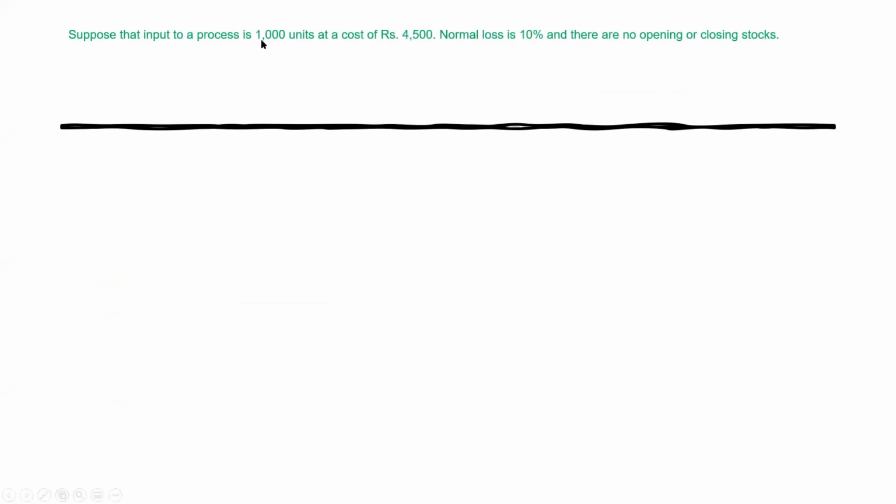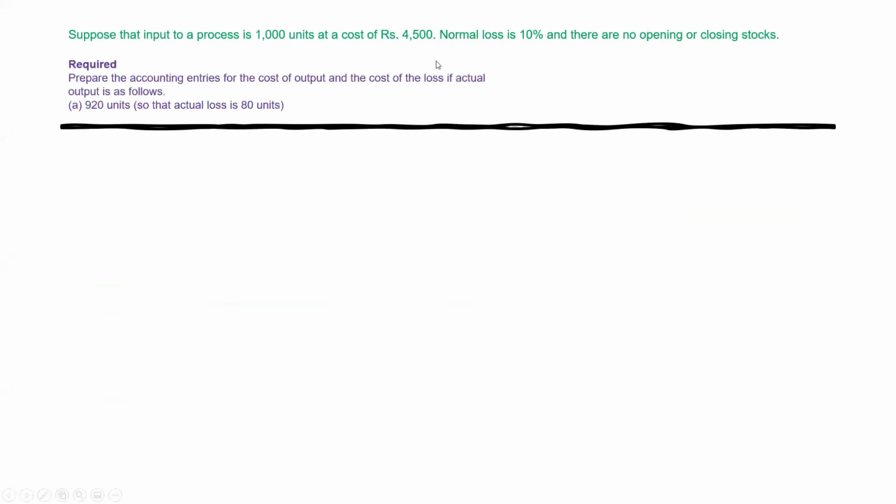Suppose that input to a process is 1000 units at a cost of 4500. Normal loss is 10% and there are no opening or closing stocks. What is required? Prepare the accounting entries for the cost of output and the cost of the loss if actual output is as follows. 920 units will be the actual output, so that the actual loss is 80 units, because the total input is 1000 units and the actual output is 920. Therefore, the actual loss is 80 units.